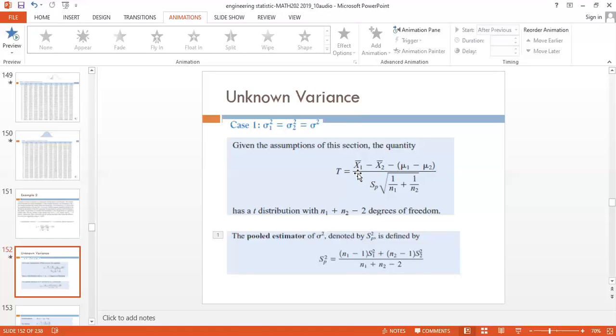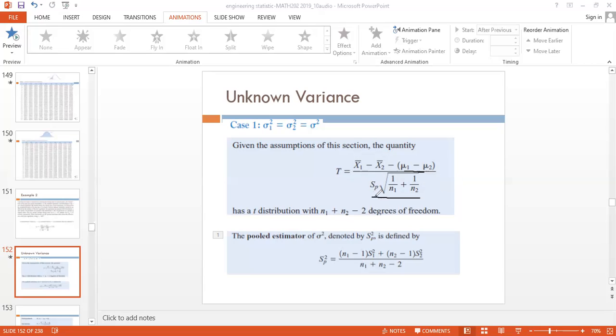That will be x1 minus x2 minus mu1 minus mu2. But because we are saying that the populations, the sigmas of the two samples, are the same, then essentially their population means are also likely to be the same, which means that the difference will also go toward zero.